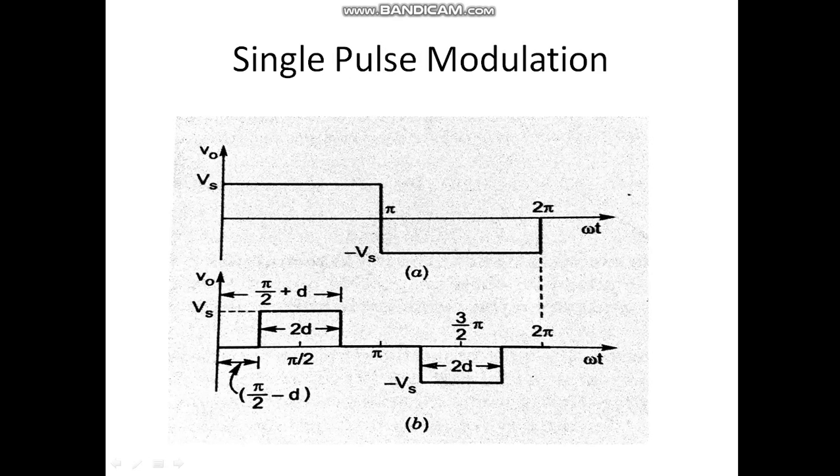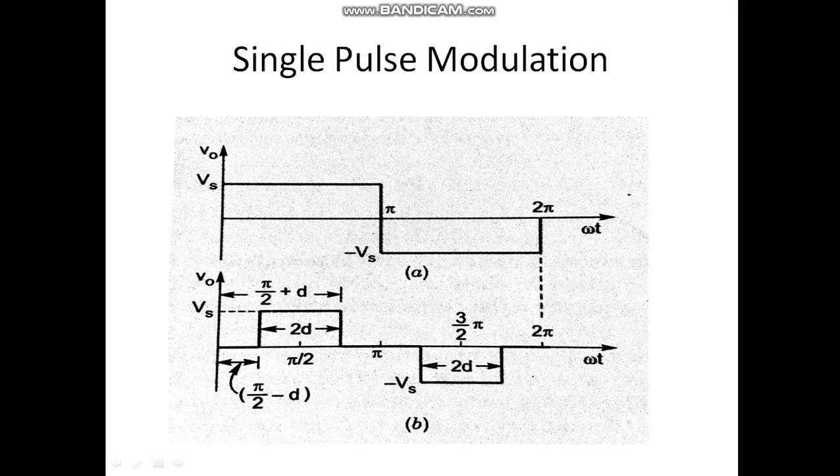So we'll start with the single pulse modulation. Here we can see the single pulse modulation. For every half wave, we have only one pulse generated, and it is symmetrical about pi by 2 and 3 pi by 2. From this waveform, it consists of a pulse of width 2d located symmetrically about pi by 2, and another pulse located symmetrically about 3 pi by 2.